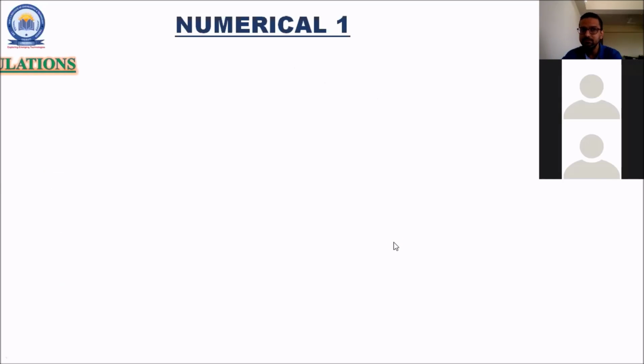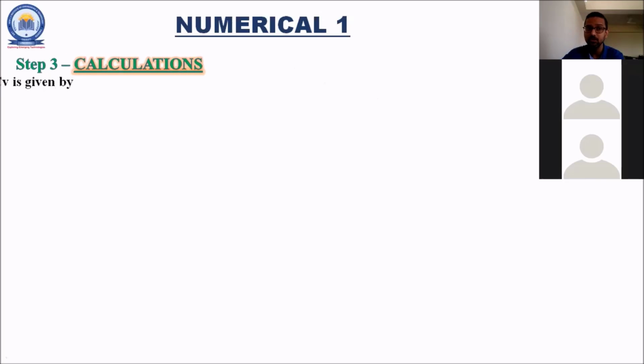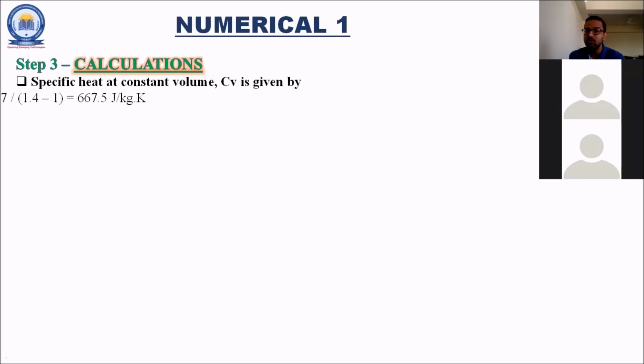Now friends, moving further in step number 3, that is the calculations. So first we will be writing down the specific heat at constant volume, that is Cv, which is given as Cv is equal to R upon gamma minus 1. We already know this equation. Substituting these values, we are getting the answer, that is 667.5 joule per kg Kelvin. Remember friends, for every answer we need to mention its unit.